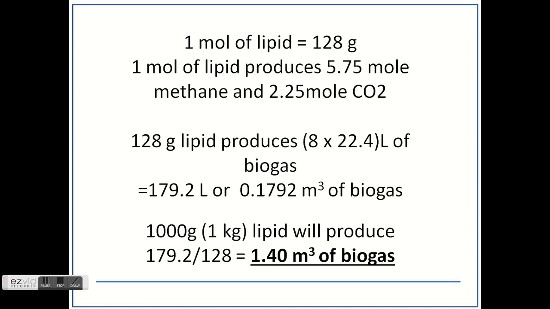Again, when we follow the same procedure we did for those other three substances, we'll find out that 1 kilogram of lipid will produce 1.4 cubic meter of biogas, which is almost double what we had for the other feedstocks. So not only do lipids give us very high methane composition in the biogas, which in other words gives us better quality biogas, they give us more volume of biogas. So this looks like a very interesting and desirable substrate for anaerobic digestion.